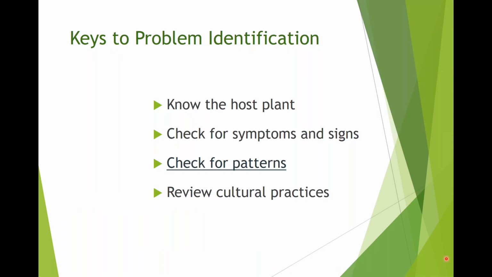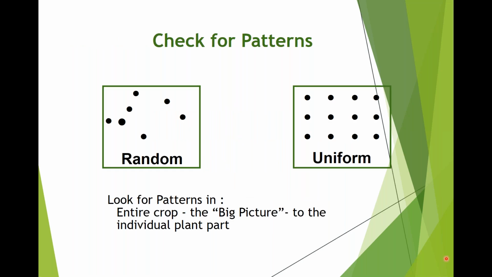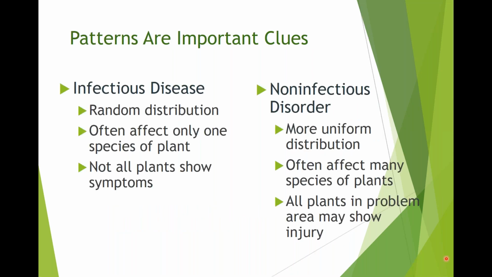So we know we've looked at a plant, we know it's not normal, we've checked for the symptoms and the signs. Now you're going to check for patterns, and patterns are really important in helping with diagnosis. In general, we're talking two different kinds of patterns, random and uniform. And we're looking for patterns of symptom development in various stages. We're looking at the entire crop or whole greenhouse bench, sort of the big picture, all the way down to an individual leaf, an individual plant part. Patterns can provide important clues.